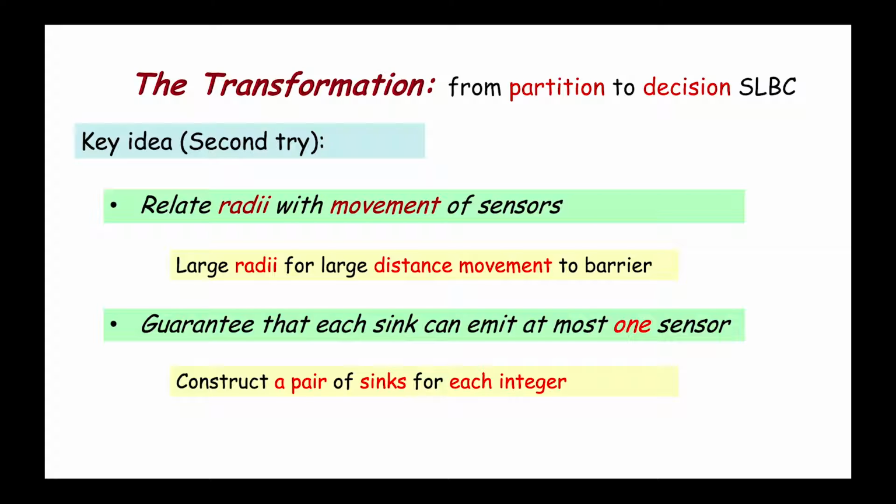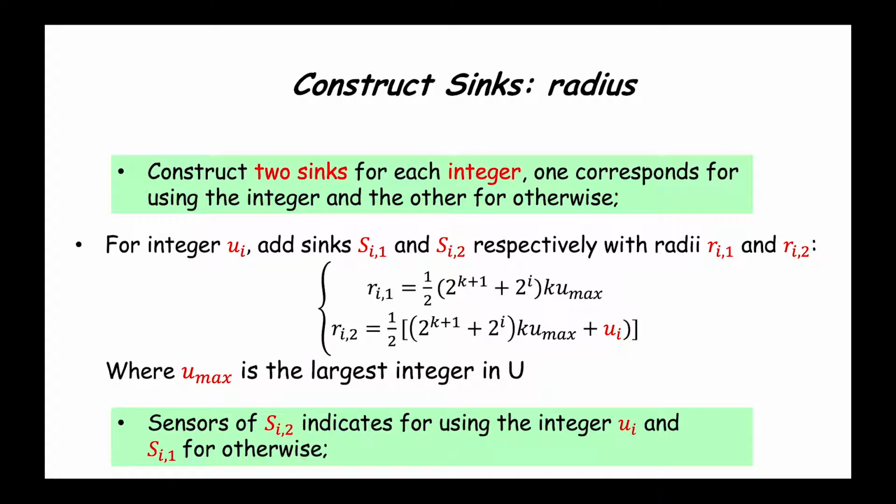So we try again. First, we want to relate radius with movement. So we let the movement of a sensor be roughly linearly dependent on its radius. Second, we want to make sure each sink can emit at most one sensor. We construct two sinks for each integer. The trick is that the difference between the radii of the two sinks is ui. So one sink corresponds to using the integer and the other sink is for otherwise.